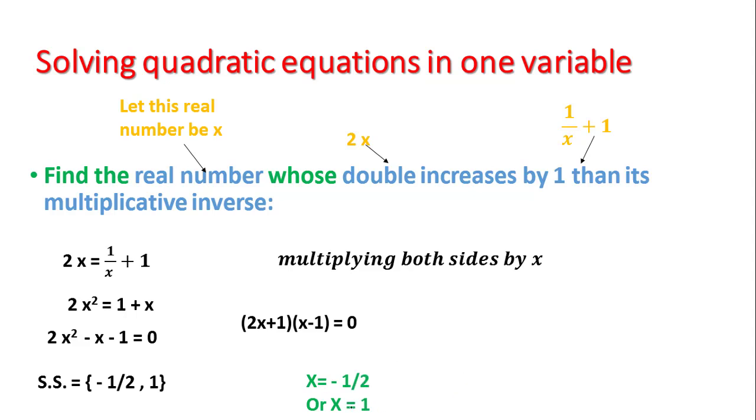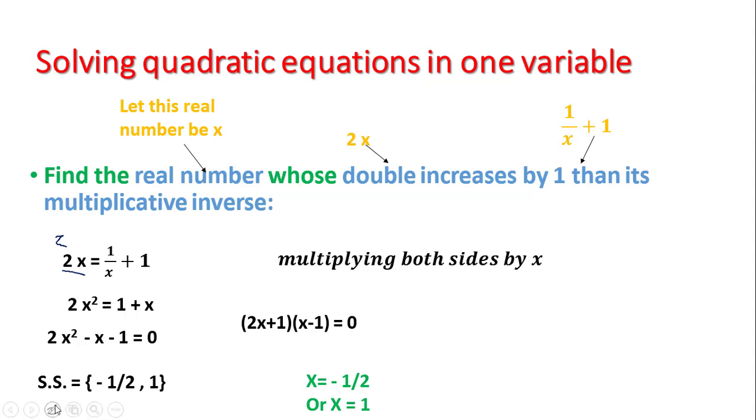You can be sure that if you substitute by 1 or by negative 1 over 2 in this equation, the left hand side will be equal to the right hand side. Let's try to substitute by 1. The left hand side will be 2 times 1, which equals 2.